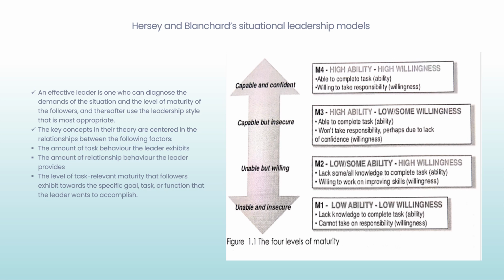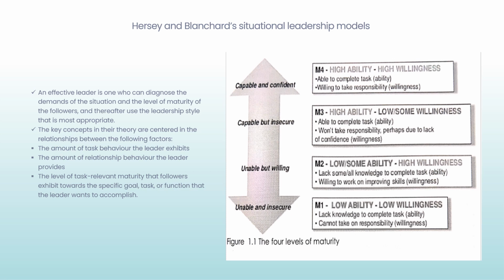Third person, capable but insecure. So this is high ability, some low willingness. Able to complete the task, that is ability, but won't take responsibility, perhaps due to lack of confidence. These are the people who lack confidence. So they're undermining themselves. The reasons are many. When someone undermines himself, his self-esteem is broken. He doesn't have it, but he's able to complete the task.